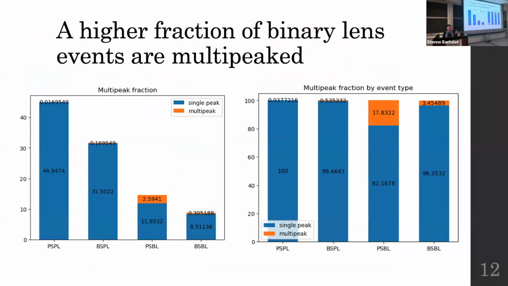We find also that a higher fraction of the binary lens events are multi-peaked. So these are bar graphs where the blue is single-peaked, the orange are multi-peaked. On the left, we have them each as their individual percentage, and on the right, we normalize by each category. And you can see for the point source binary lens category, that 18% are multi-peaked, where there's a much lower fraction in other categories. And so lots of microlensers have asked, where are the binary sources? Well, perhaps they're in plain sight, and we just have been mistaking them for PSPL events.